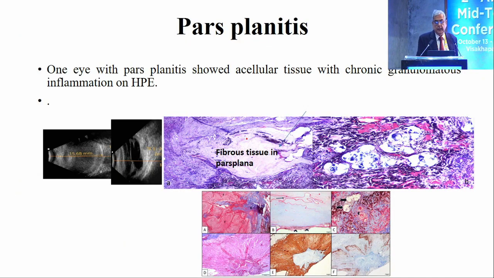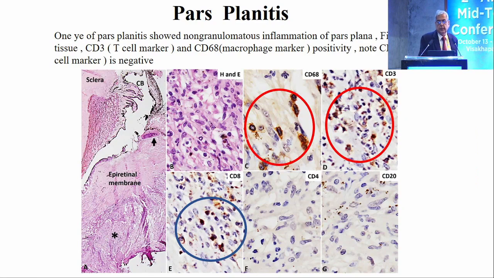In the case of pars planitis, we could find out the acellular tissue with chronic granulomatous inflammation in the histopathologic section. And immunohistochemistry showed CD68, CD3 and CD8 marker positive, CD20 was negative.